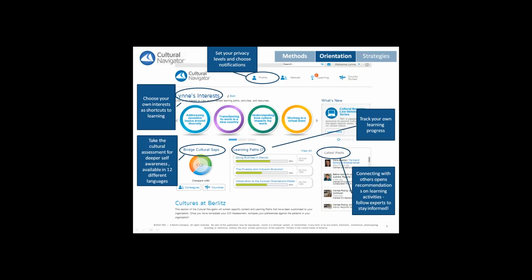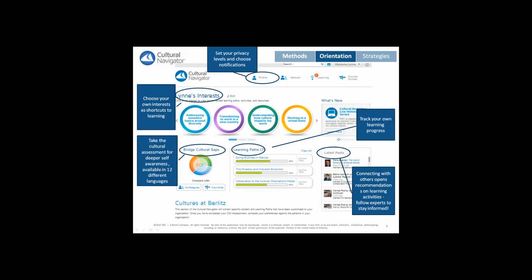Thank you, Lakeisha. So here on the Interest area, you can choose your own interests and make those shortcuts to learning. So that cuts through the data that's presented within the Cultural Navigator and gives you a very specific, targeted approach to the learning that's available on those specific topics. And you can pull 12 different topics and have those represented even on your home page.